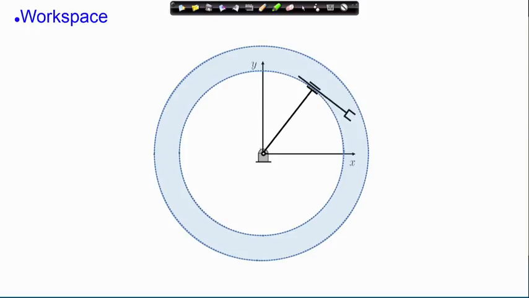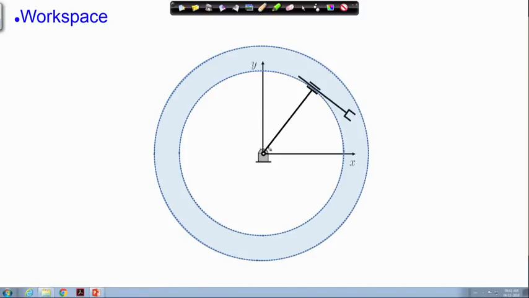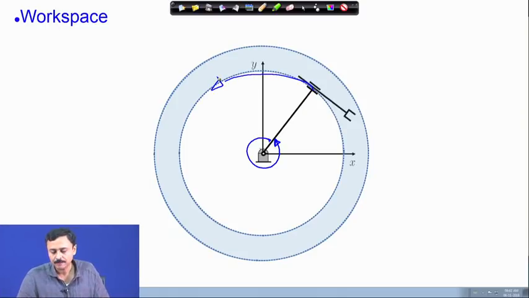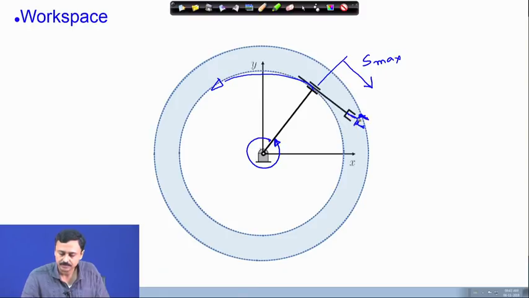Now, the workspace here, as the joint 1 rotates 360 degree, this is the theoretical workspace. As it rotates 360 degree, this point can move on this circle, and the maximum throw of this actuator will decide what is the reach of the manipulator, what is the outer boundary of the workspace. So, this gives us the workspace of this manipulator. This blue shaded region is the workspace of the manipulator. It cannot reach at any point here or any point here, given that this is the S max.